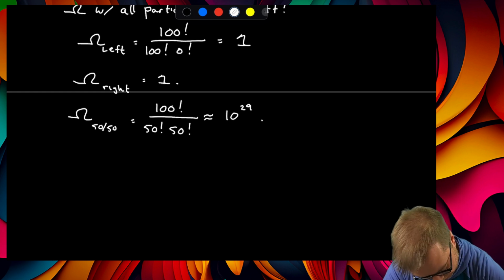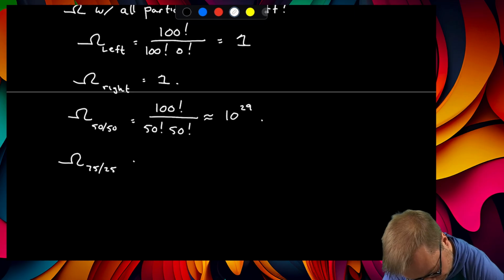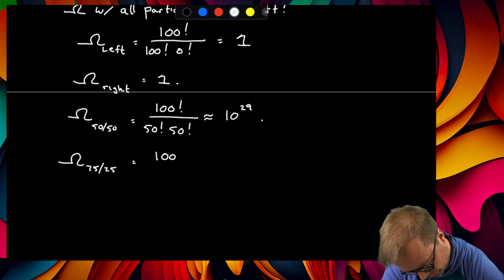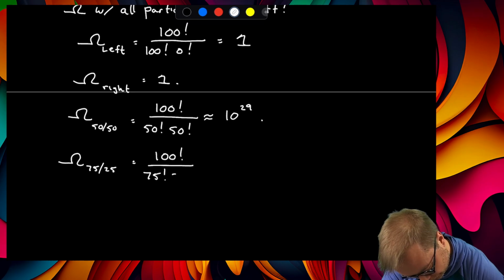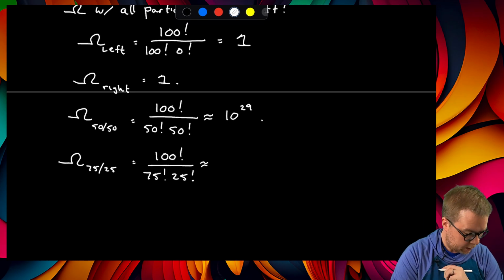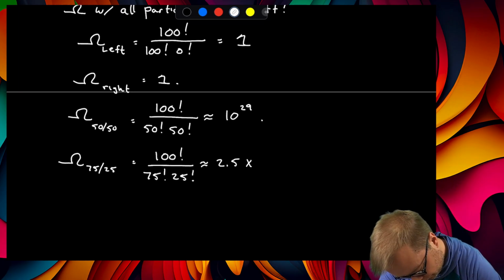What about if I had 75 on the left and 25 on the right, or vice versa? So the number of microstates associated with 75 on the left and 25 on the right. Again, I still have 100 particles, 75 on the left, 25 on the right, and this is about 2.5 times 10 to the 23.